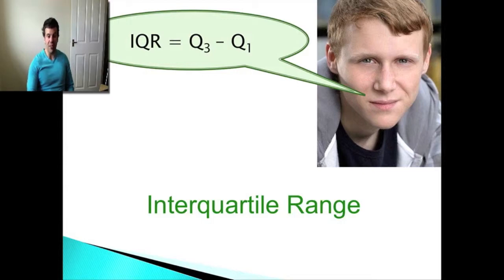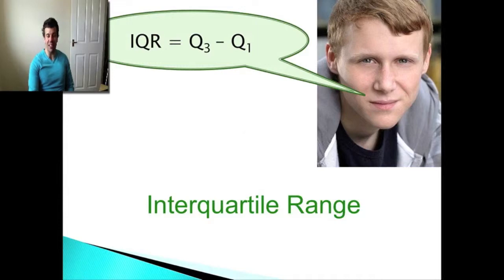Now you've calculated the range before. The range is the largest, take away the smallest. The interquartile range, the grade B topic, is simply take the highest quartile, the upper quartile, and minus the lower quartile from it. So it's a range over a smaller spread of data.